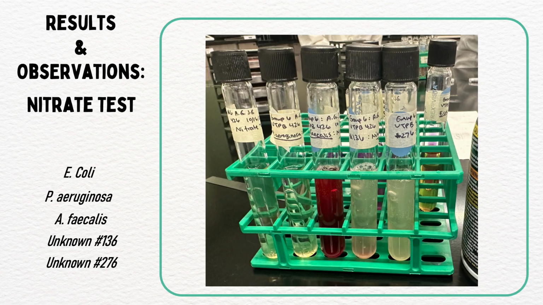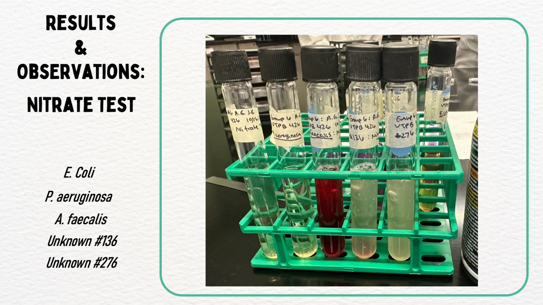Now for the results and observations of our nitrate test. From left to right, we have E. coli, which was deemed a negative result as there was no color change after the reagents and the zinc were added. Next, we have P. aeruginosa. This test was also deemed negative as there was, again, no color change after adding the reagents and the zinc. Third, we have A. faecalis. This test was deemed positive as there was an immediate red color change after adding the reagents. There was no need to add zinc.